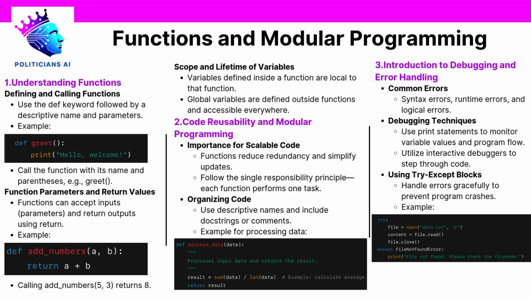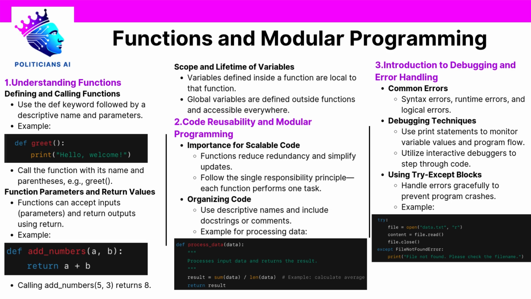Functions are like little machines in your code. They perform specific tasks. You can run them as many times as you need without rewriting the same instructions. This saves you time, prevents mistakes, and helps keep everything organized.